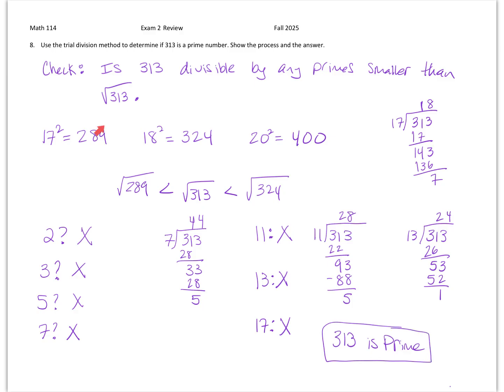Again, if you weren't sure about the squares of 17 and 18, to figure out how high up you have to test, you could have gone all the way to 20. You could have said, okay, well, the square root of 313 is definitely smaller than the square root of 400, so I only need to check primes up to 20, and then you could have stopped at 19. You would have had to do one more long division, seen that it doesn't divide, and you'd get that it's prime.